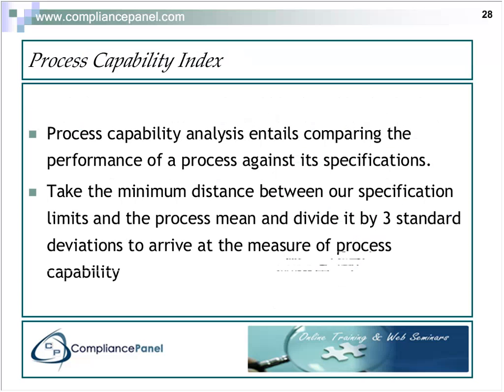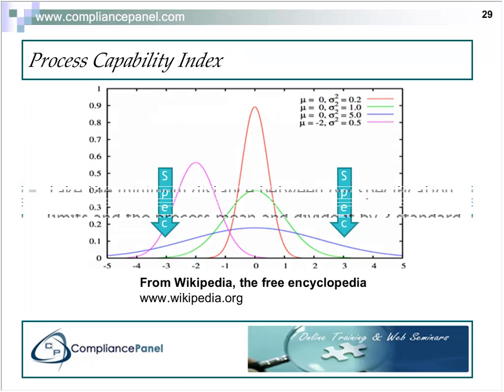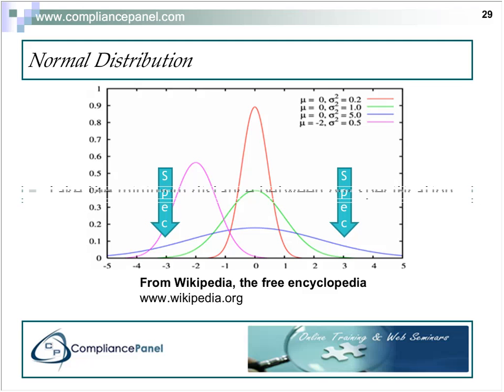It entails comparing the performance of a process against its specifications. And we want to take the minimum distance between those spec limits and the process mean and divide it by 3 standard deviations to arrive at the measure of process capability. And again, there's information on this in Juran. What we're trying to do here, I have the specs here in the turquoise arrows out there at 3 standard deviations away from the center of the process.